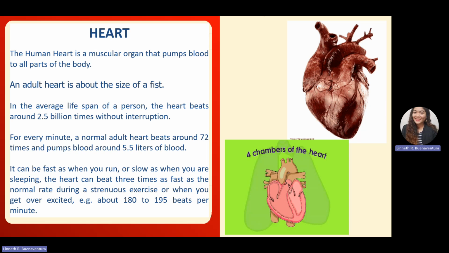It pumps continuously. It can be fast as when you run or slow as when you are sleeping. The heart can beat 3 times as fast as the normal rate during strenuous activities or exercise, or when you get overexcited, for example, 180 to 195 beats per minute. So it depends on the activity that you are doing.